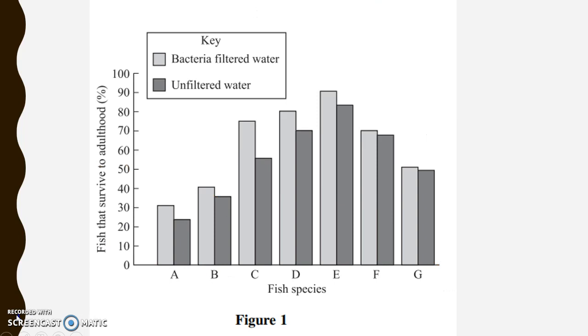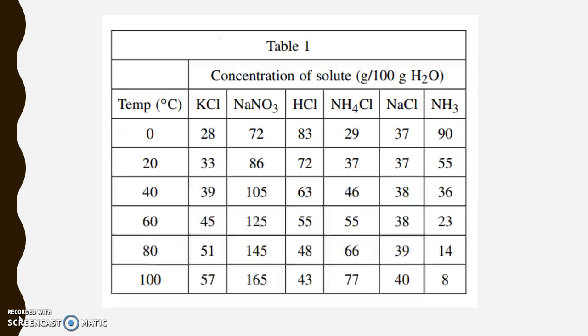Here we have a bar graph that is looking at two different experiments, comparing the survival of fish species from bacteria-filtered water to unfiltered water. We have our fish species listed along the bottom, and the percentage of fish that survive to adulthood off to the side. When you see a visual like this, you'll often be asked to compare the results from two separate sets of data. For instance, you may be asked where the largest gap is between bacteria-filtered water and unfiltered water, or you may be asked to compare your results from C to D.